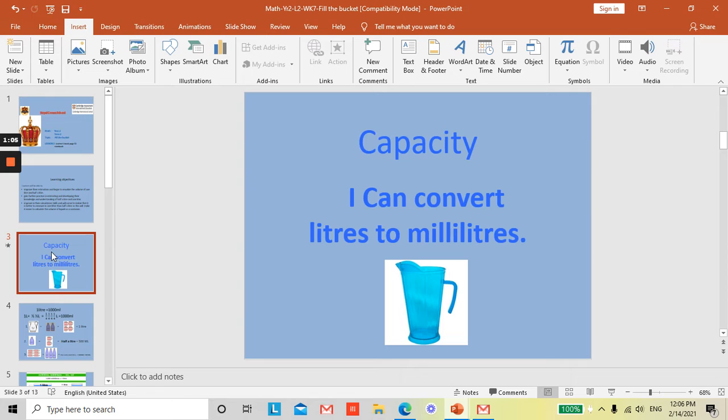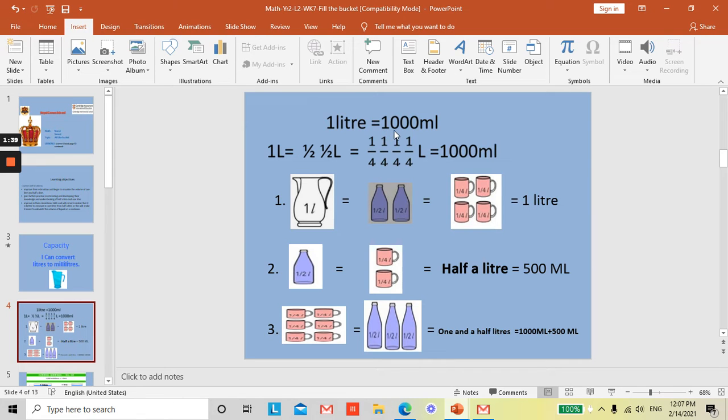Here we have capacity. In our previous lesson, we talked about capacity and we said capacity is the amount of water that can be filled in a glass or an object. And also we said we measure capacity in liters and milliliters. Yesterday we saw that 1 liter is equal to 1,000 milliliters.